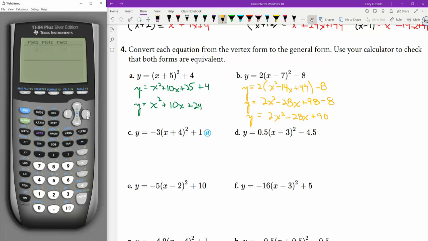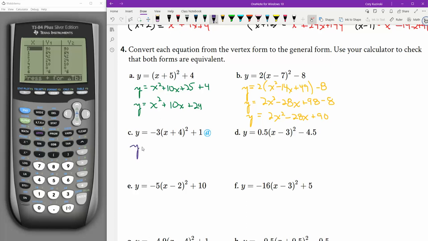Check one more. Vertical stretch of 2, translated 7 units to the right and 8 units down. There's that vertical stretch of 2, minus 28x. That 90 is our y-intercept. Graph it. Just see the one parabola. Table. They are the same.